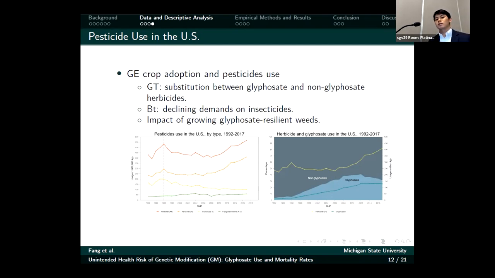In the meanwhile, after more glyphosate is applied, there is a more and more significant impact of growing glyphosate resistant weeds. After which the use of glyphosate and non-glyphosate increased to a really large extent, especially in recent years. And this is the change in the share of non-glyphosate and glyphosate in the herbicide market. We can see the glyphosate share inclined from 0% to about 40% in 2012 and then slightly declined.